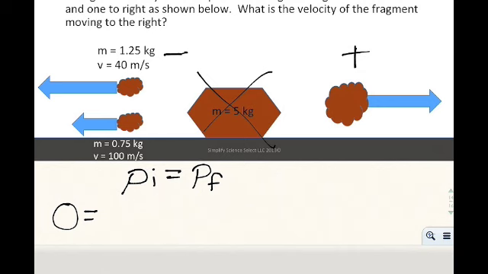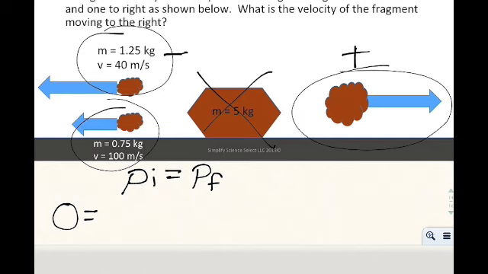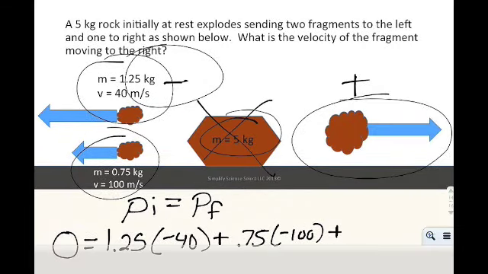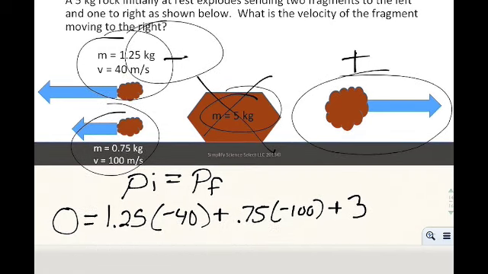So I'm going to find the momentum of each piece, this piece, and then this piece, and combine them all, because this is after the explosion. So I would say the mass of the first piece times the velocity of the first piece. Notice how it's negative because I defined left as negative, plus 0.75 times negative 100 plus, now I don't have the mass, it's not listed, but remember I had 5 kilograms of mass, and those 5 kilograms of mass have to be somewhere. So I'm going to say that this is 3 kilograms, because that's what's left, times some unknown velocity.